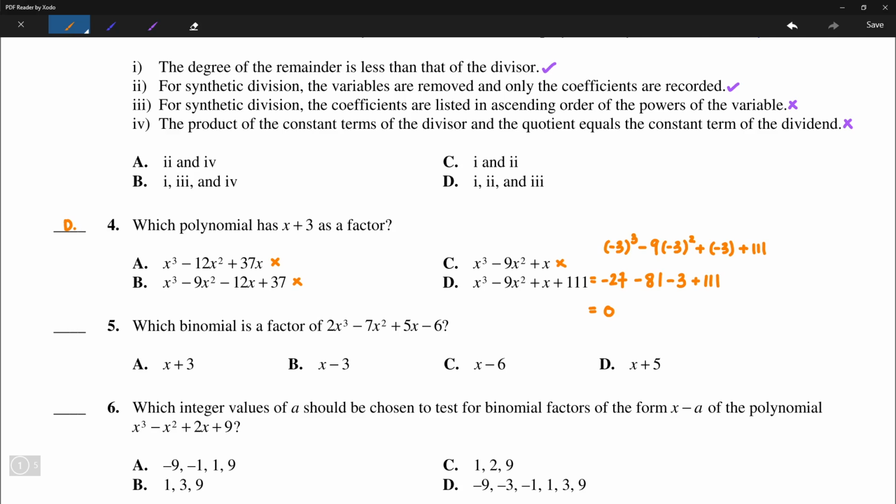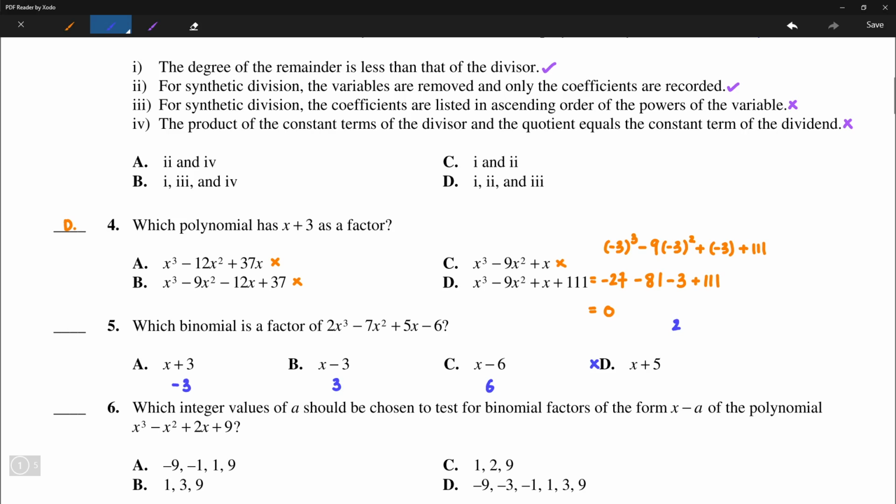Number 5, which binomial is a factor of the polynomial? This time around, we cannot just rely on the integral zero theorem, although it will eliminate D as one of the choices, since 5 is not a factor of 6. So here what we can do is substitute in, for A, negative 3, for B, we'll try 3, and for C, we'll try the number 6.